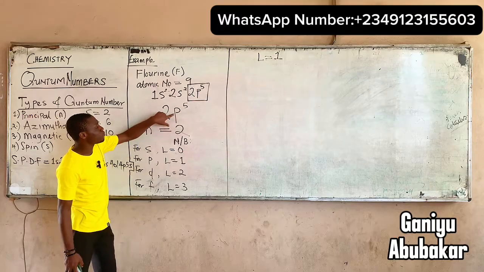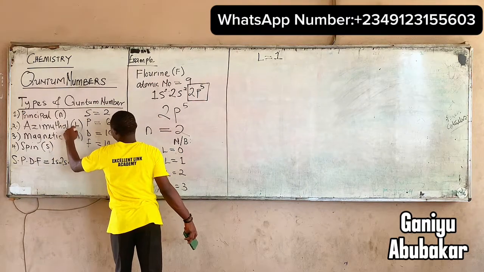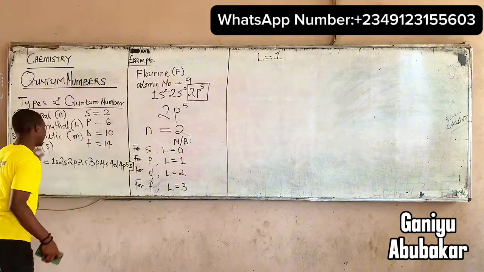Now check. This is P. So for P, L is 1. So it means that my azimuthal L is 1. How do you get your magnetic?